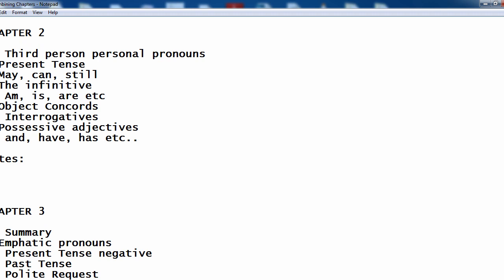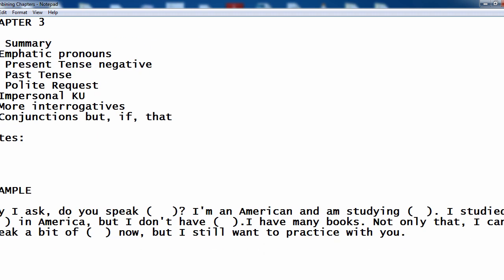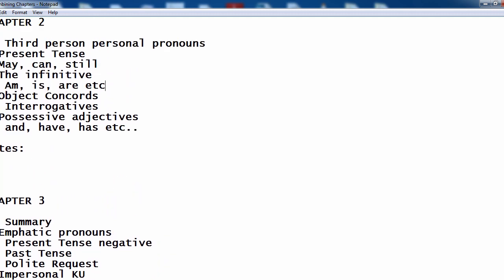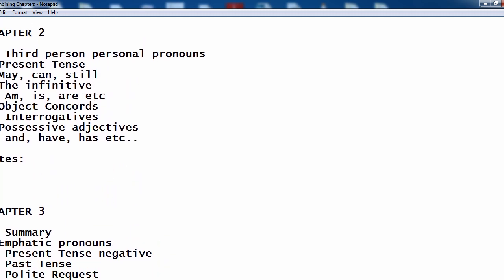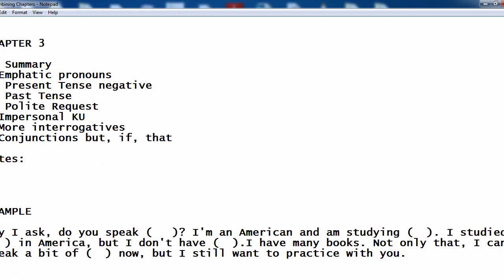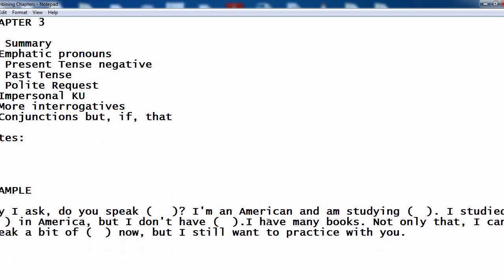Yeah, possession was introduced in chapter 2, and I believe they show you how to negate that as well. Okay, "don't have." I have many books. Again, that's possession. And "many" was also introduced, I believe, in chapter 2. I didn't put that down, but they use "many" a lot. So, "I have many." That's a keyword that I use.